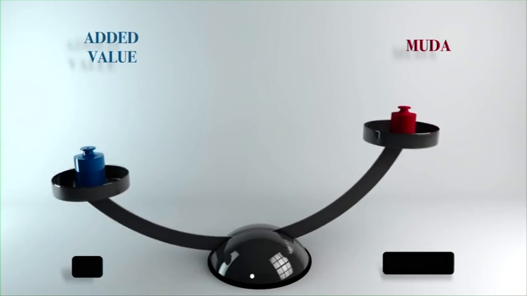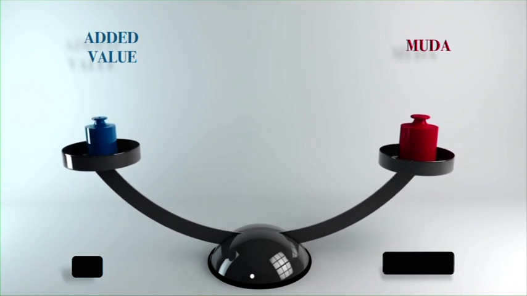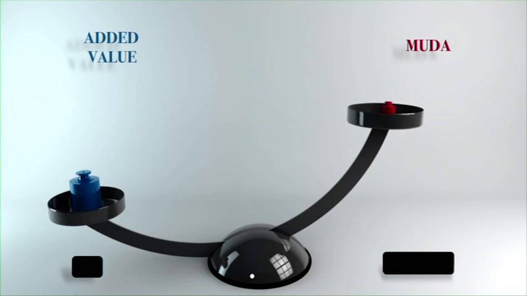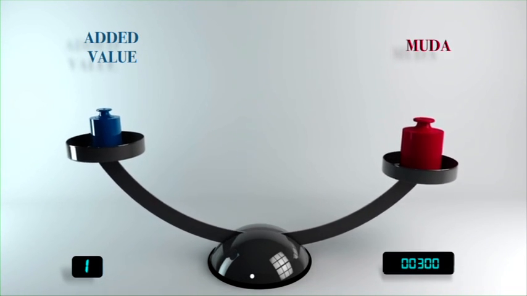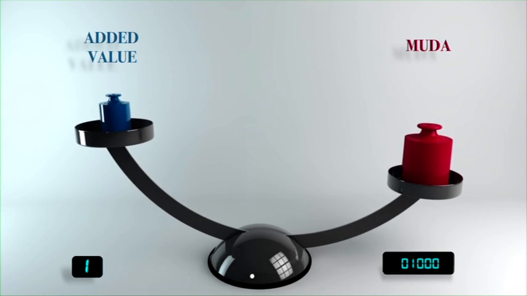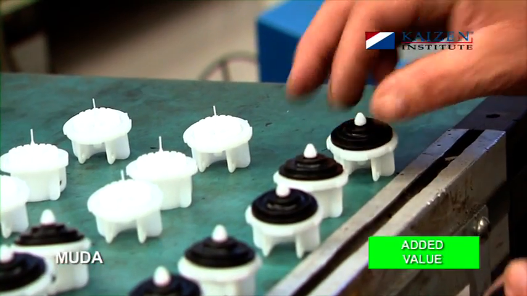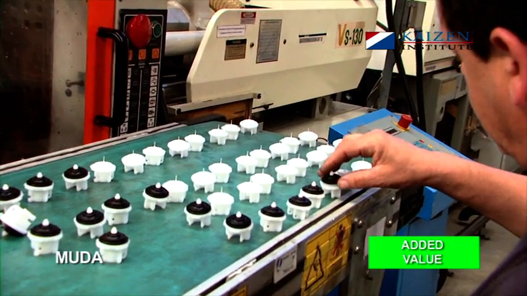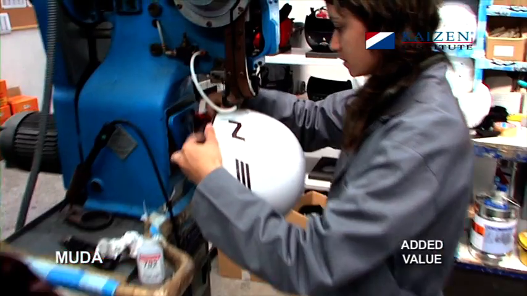Do you have any idea of how much MUDA there is in your organization? A typical company has a ratio of added value to MUDA that goes from 1 in 200, or 1 in 300 in the best examples. Among the ordinary companies, it could be 1 in 1,000 or even 1 in 10,000. Let's watch the following operations. We can clearly see the part of the process that represents value added and the part that represents waste.